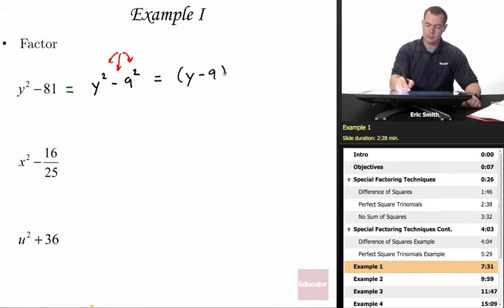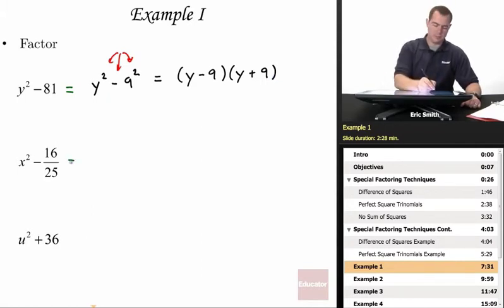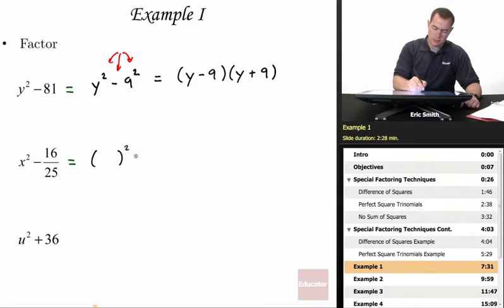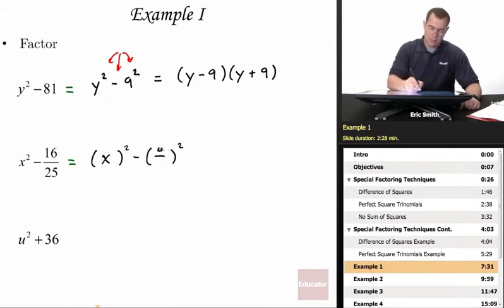Y minus 9 and y plus 9. Looks good. All right, now let's try something that has a few more fractions in it. This one is x squared minus 16 over 25. Again, we want to write this such that we have something squared minus something squared. All right, two things that will multiply to give me an x squared, well, better be x. And to get that 16 over 25, I think we're going to have to use 4/5, since 4 times 4 would be 16, and 5 times 5 would give us that 25.